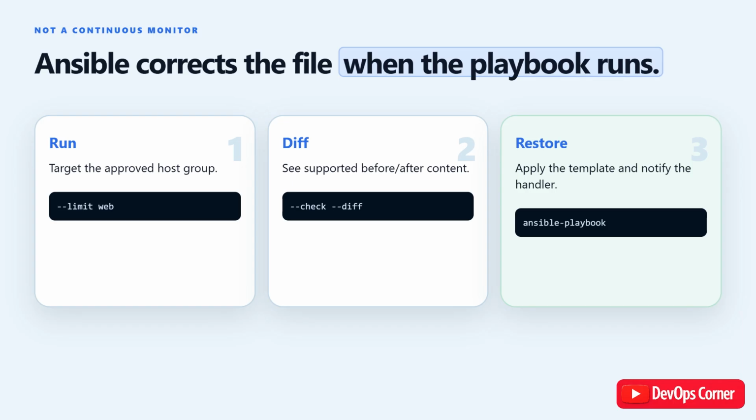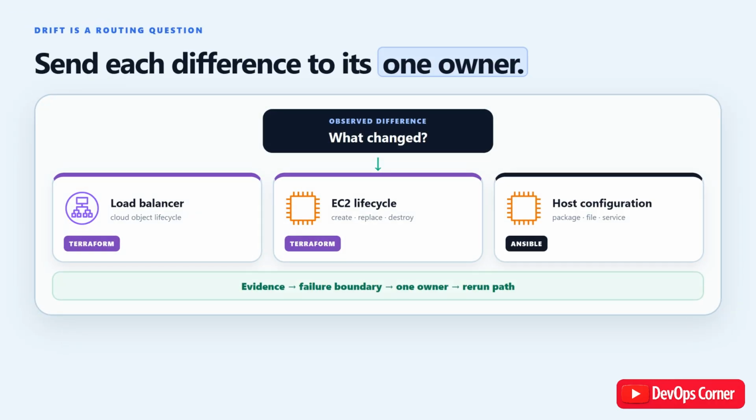Ansible does not continuously monitor hosts on its own, nor does it keep a Terraform-styled persistent state file tracking that Nginx config. It relies entirely on subsequent automation runs to enforce that intended state. Clear ownership turns drift into a routing question instead of a tool fight. By establishing exactly which system manages the cloud boundary and which system manages the in-host files, your team knows exactly how to respond and which specific pipeline to run when things inevitably drift in production. There is zero ambiguity about who owns the fix.